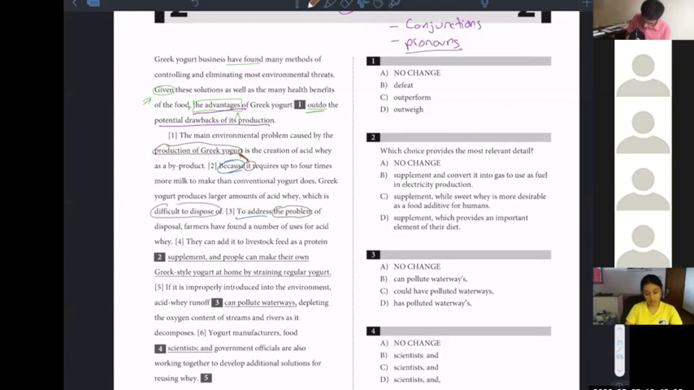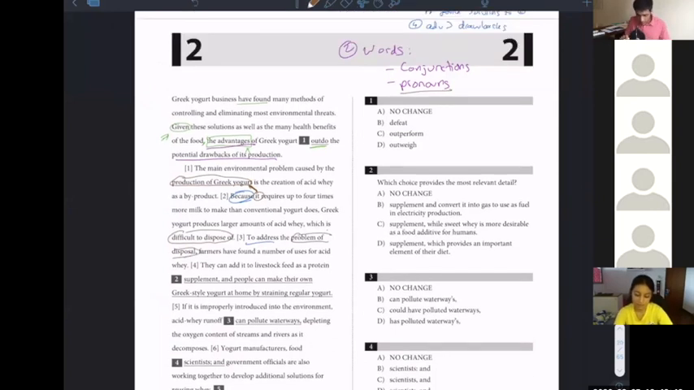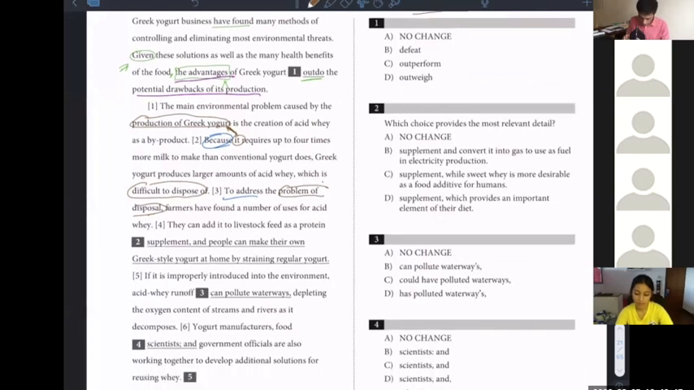Difficulty to dispose. And here we have problem of disposal. Now notice how they're talking about the problem, they don't say to address it. Okay, so this is interesting. They have repeated the problem of disposal. Notice how here problem of disposal is repeated and difficult to dispose is repeated. Okay, so that's interesting. And then we go to 5.